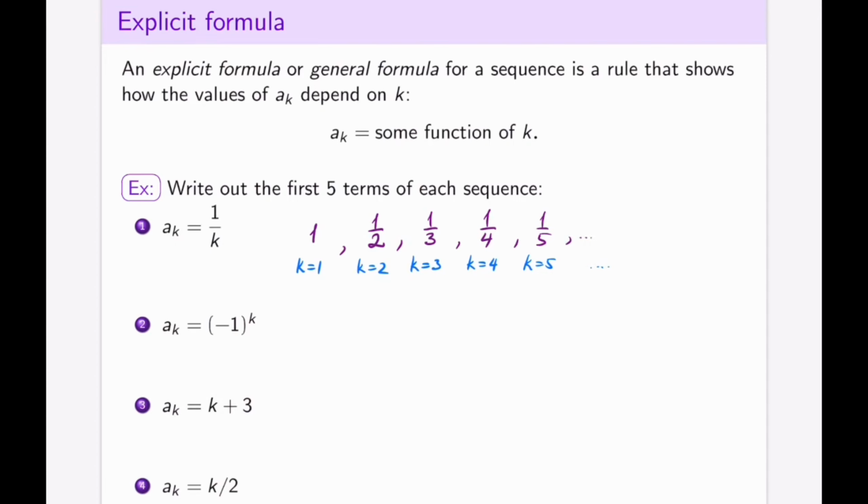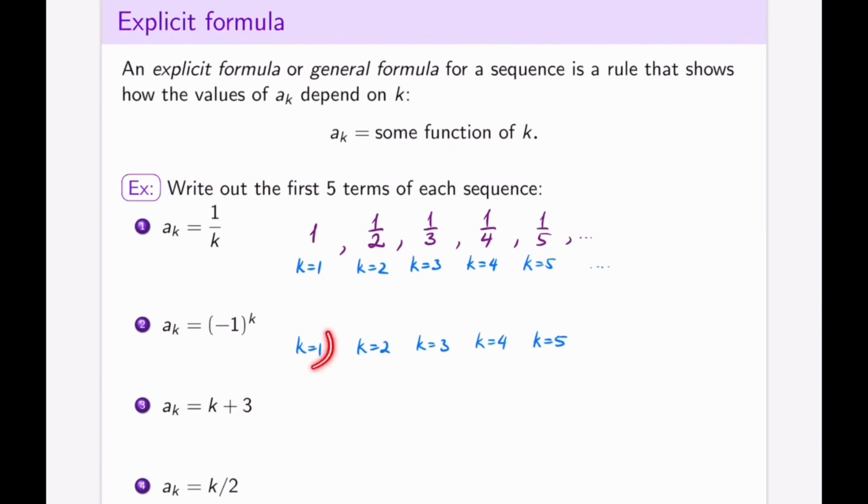Some sequences are a little trickier to write down numbers with than others. So here I have -1 to power k. So once again, for the first few examples, I will be writing down the indices to keep track of it, but generally once you get the hang of it, you don't have to do quite so much of the actual annotation. So what am I gonna have here?